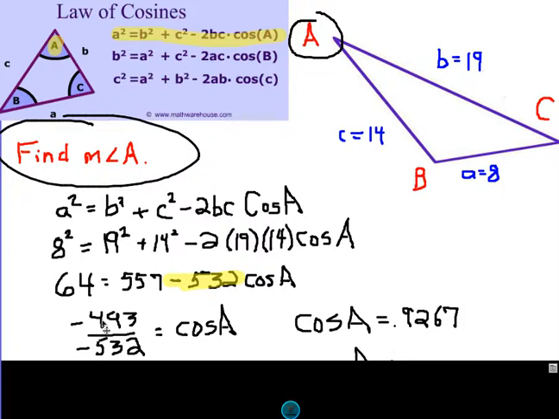Okay, now negative 493 divided by negative 532 is 0.9267. I don't know if you remember from the trigonometry that you did in geometry that you kept 4 decimal places, so it's probably a good idea to do that in PreCalc trigonometry also. Now what you did is, to get rid of the cosine, you do that function called the inverse cosine. So that cancels things out on the left hand side. You're going to get A is equal to the inverse cosine of 0.9267.